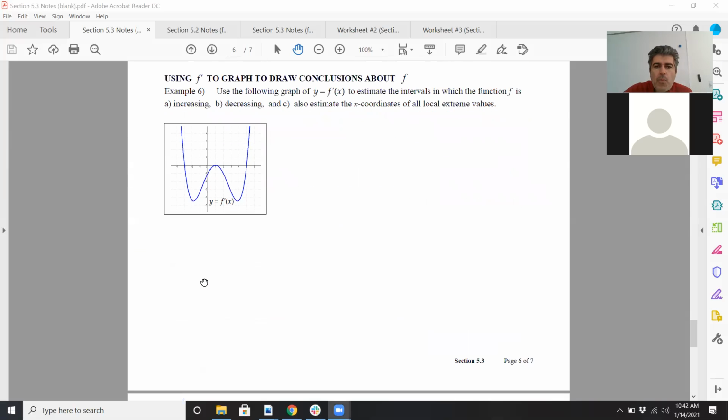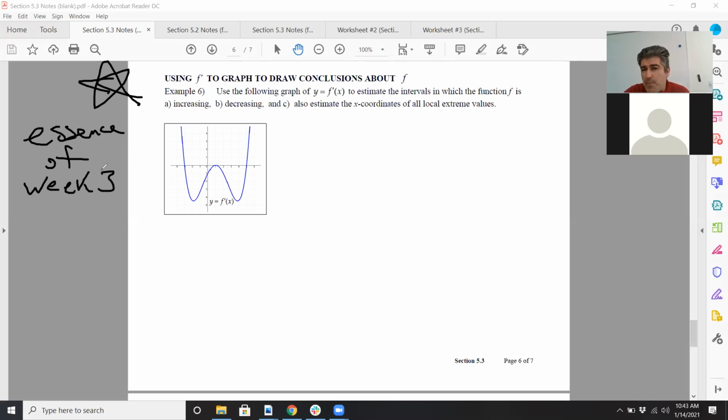Another way we tend to interpret graphs is using the graph of f prime to draw conclusions about f. That is a huge, huge deal. This right here is kind of the essence of week 3. When we get to week 3, which is actually going to be probably our most important week of the semester, that's kind of the essence of what we're doing this semester, especially in week 3.